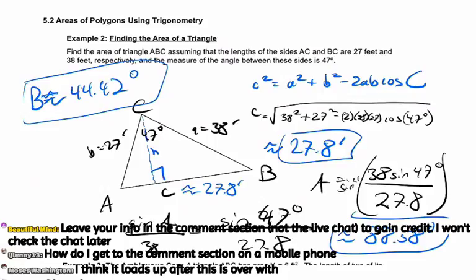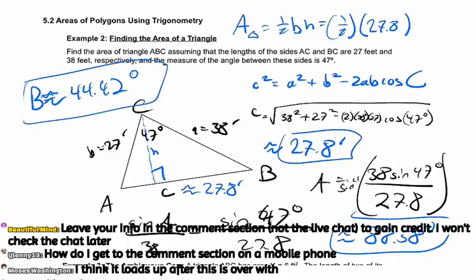The area of a triangle is half the base times the height. So that's going to be half, and our base is our c. It looks like it's 27.8. It's an approximation, so that's going to throw things off. And then we need to find the height. It probably would have been easier if we had c somewhere else.